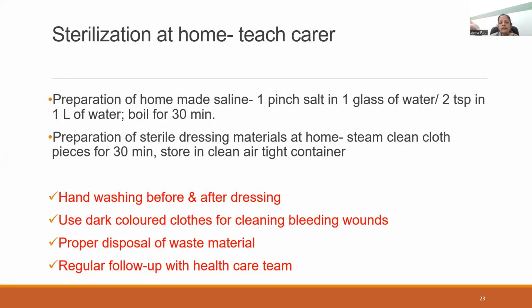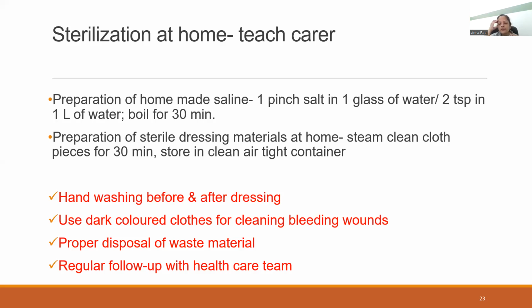How to sterilize? They can use a mesh type of surface, and below it they have to keep boiling water. So in a vessel, take water, and see that the stand is above the water level, so that when the water is boiling, it won't make the dressing material wet. And then store these dressing materials in an airtight container.